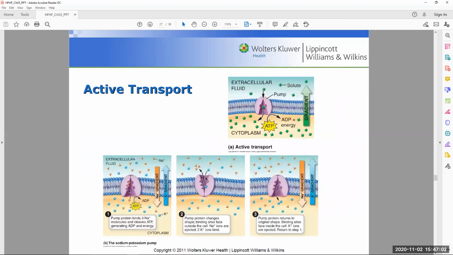Active transport is a very similar mechanism, but in this case, it doesn't go down its concentration gradient, it's moving against its concentration gradient. And it does so using ATP, so using extra energy to move it against its concentration gradient. So that's very important as it relates to active transport.